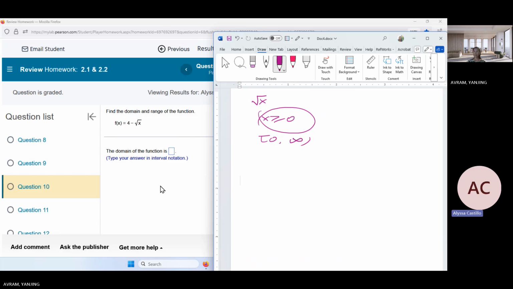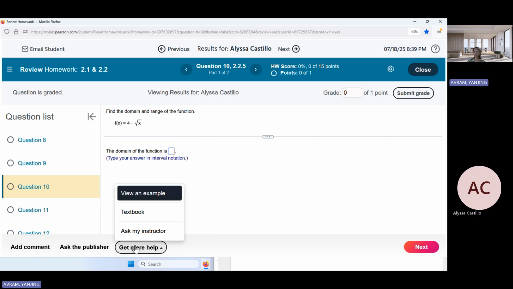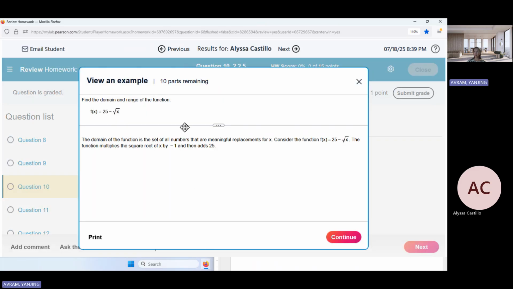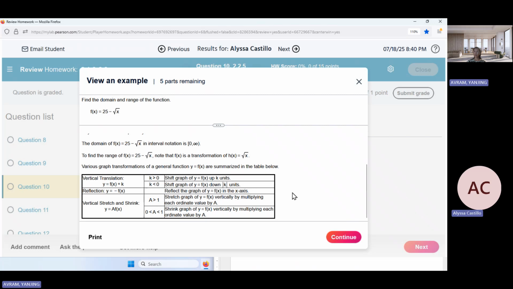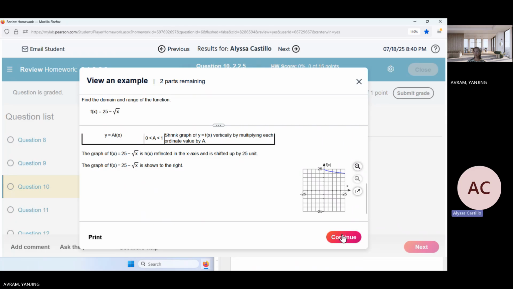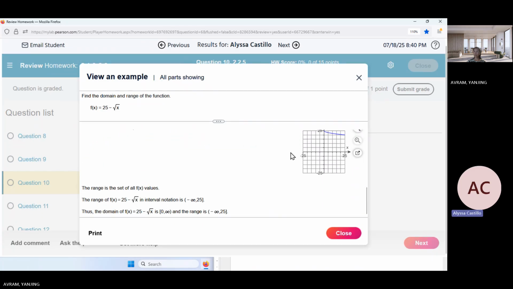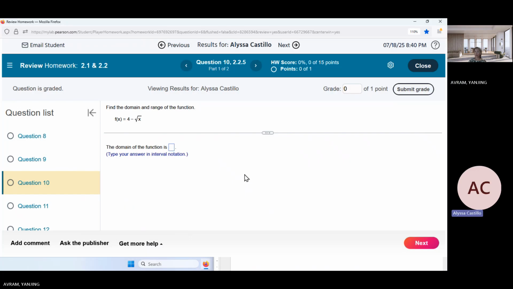I appreciate that, that helps a lot. I'm going to continue to work on this, if not tonight, tomorrow. And you also can get more help right here. Look at that, you can view an example. This view example will be very helpful, it explains everything. Go to view example if you don't know, and then you can still use the textbook, but view example is even more helpful, because it'll be a very similar problem, just different numbers.